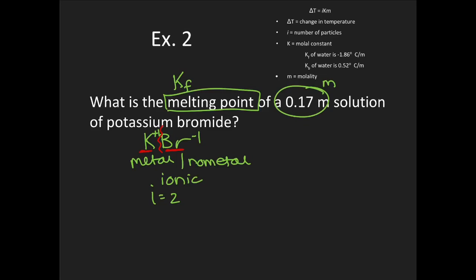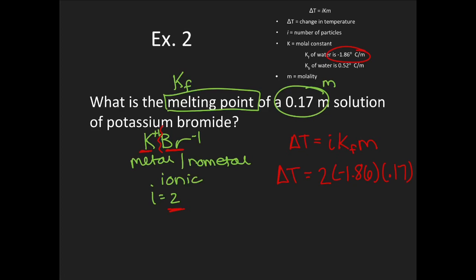And potassium bromide. All right, so we've got our equation over here copied. Change in temperature equals that I value times the K, and we are freezing and melting right now, times m. All right, so first we need to find our change in temperature to see how the melting point has adjusted. So change in temperature equals I, which is going to be 2. Here's where I got my 2 from. Then the KF, which is a negative 1.86. All right, it's negative because remember your freezing point drops. And then times your molality of 0.17.